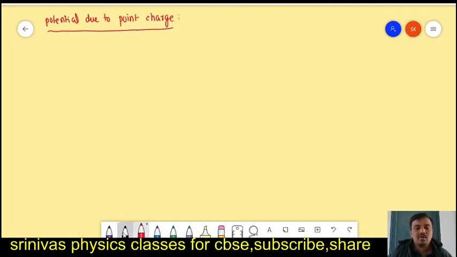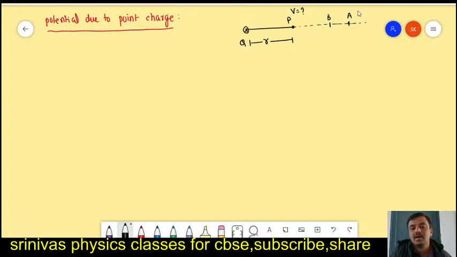Now, for the purpose, you have to take this as a Q charge. This is a Q charge, and at point P I want to find out the potential. That point P is at distance R. And for that purpose, let us take this as point B and this as point A.